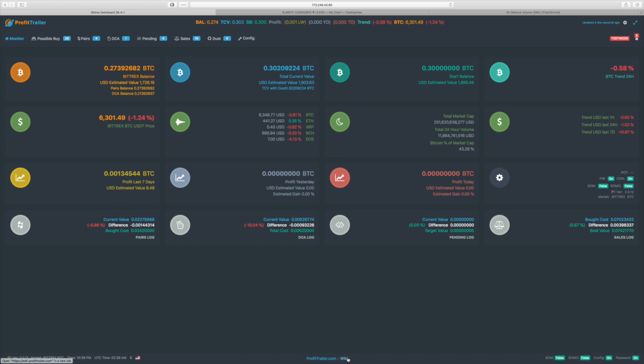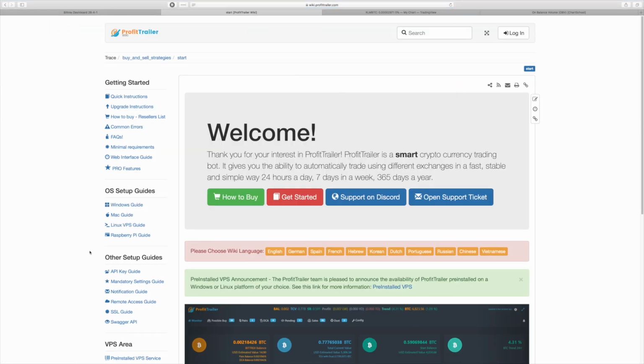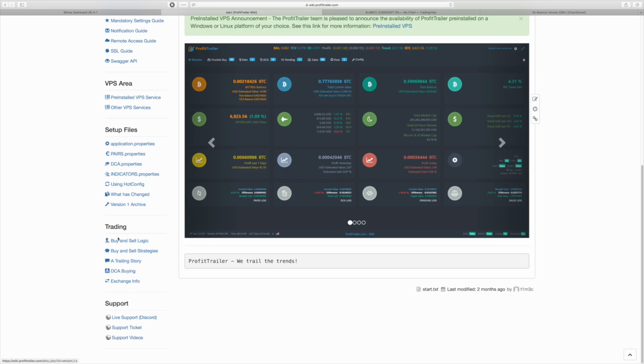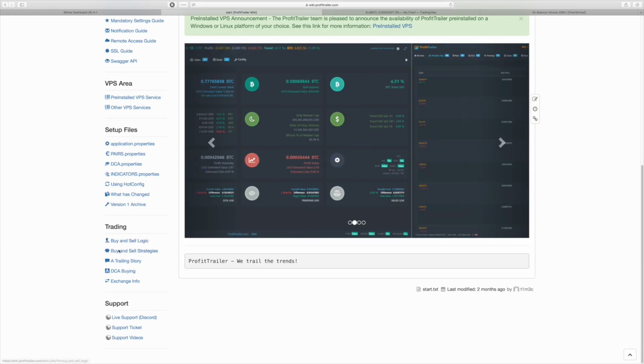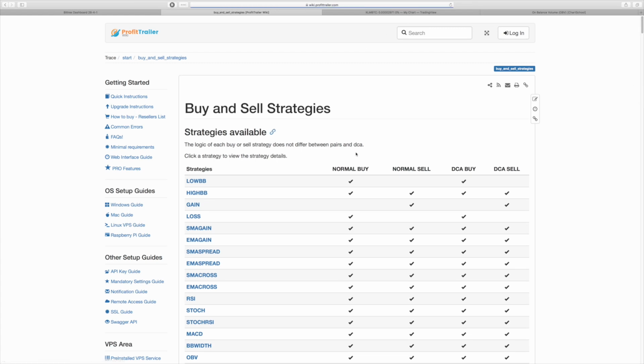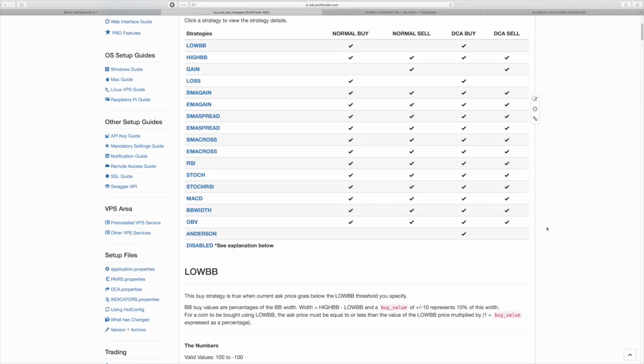and I'll show you in the wiki here how it is actually set up. So if we go down to the wiki at the bottom here, click that. It takes us here to the ProfitTrailer wiki. We scroll down on the left side, down in the trading group, we look at buy and sell strategies, and that takes us to this very familiar looking page right here. You see near the bottom of the matrix here, you have this OBV.